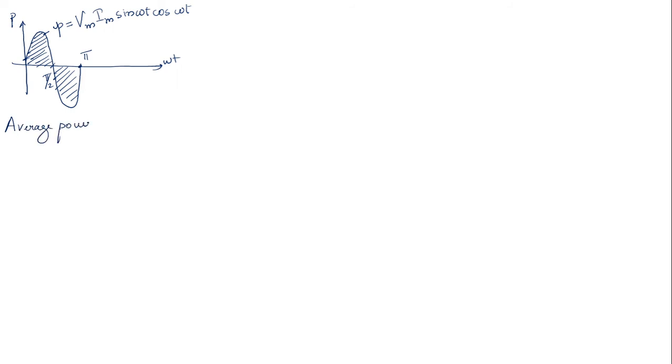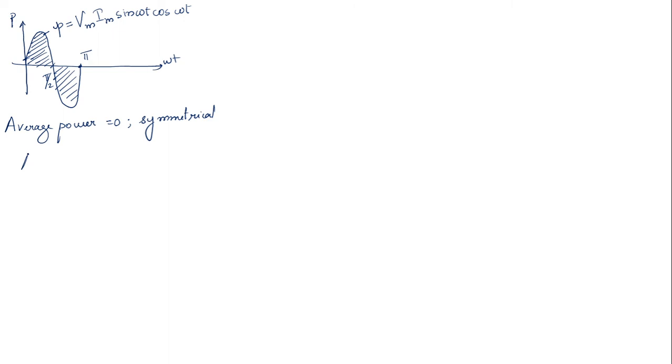We know that average power is equal to 0 here just by looking at the curve. Why? Because it is a symmetrical waveform. But we have to prove this according to equations. We have to prove that this average power is equal to 0. And this question comes in the university exam: prove that the average power of a purely capacitive circuit is equal to 0. So how can we do this?